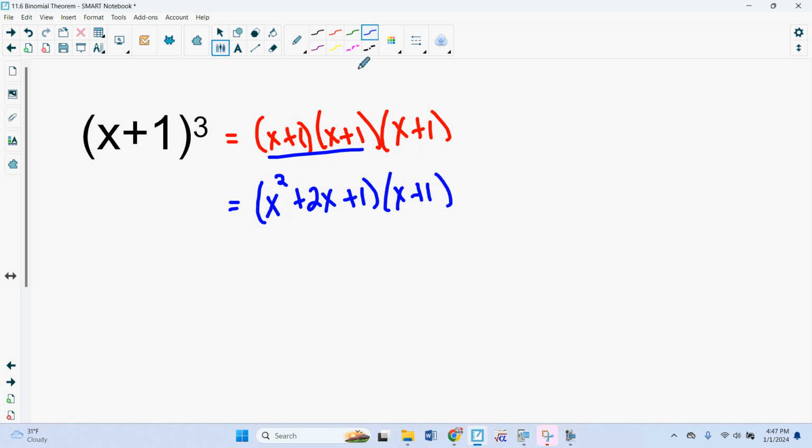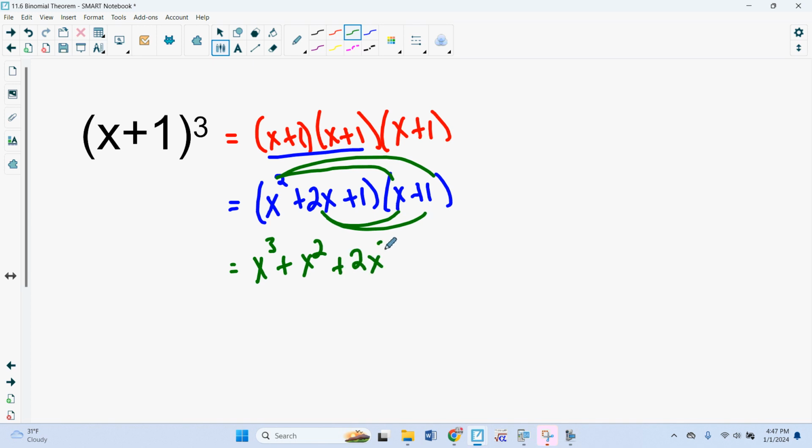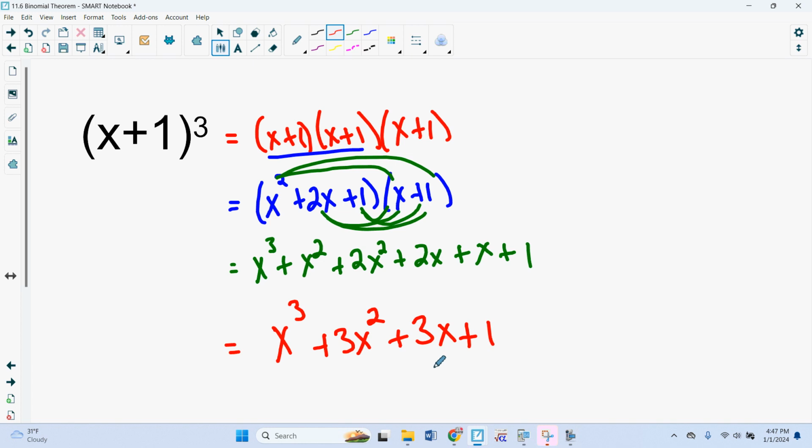times x plus 1. And now we distribute, and this would be x cubed plus x squared. That's this one times both. If we do this times both, that is 2x squared plus 2x. And then the final one, if we take that, we get plus x plus 1. So our final answer is x cubed plus 3x squared plus 3x plus 1.